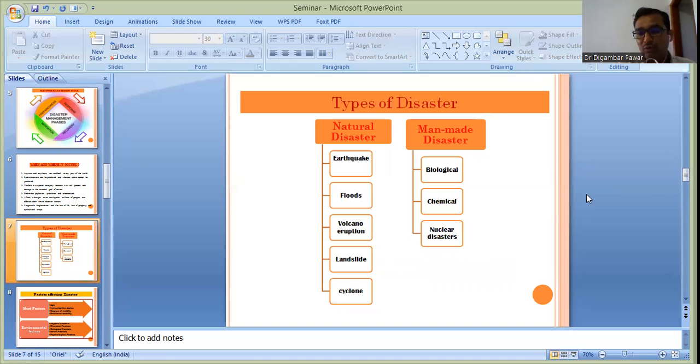We all know about COVID. COVID is an example of a biological disaster. Hazardous chemicals are an example of chemical disasters, and nuclear accidents are an example of nuclear disasters.